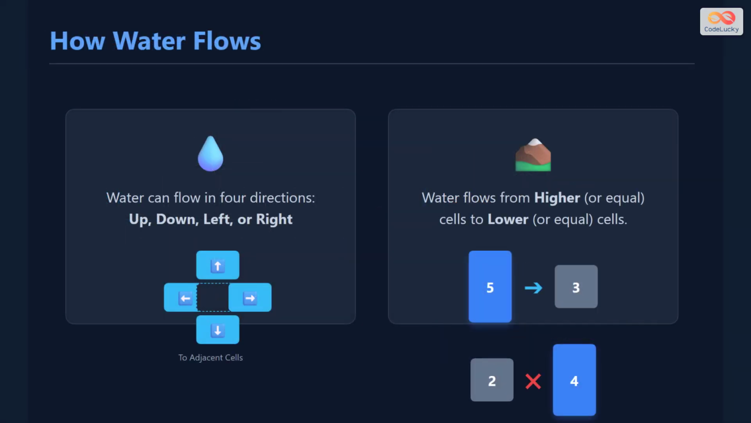Now, how does water move? Water can flow to any adjacent cell, up, down, left, or right. However, physics applies here. Water can only flow from a higher cell to a lower or equal height cell. It cannot flow uphill.